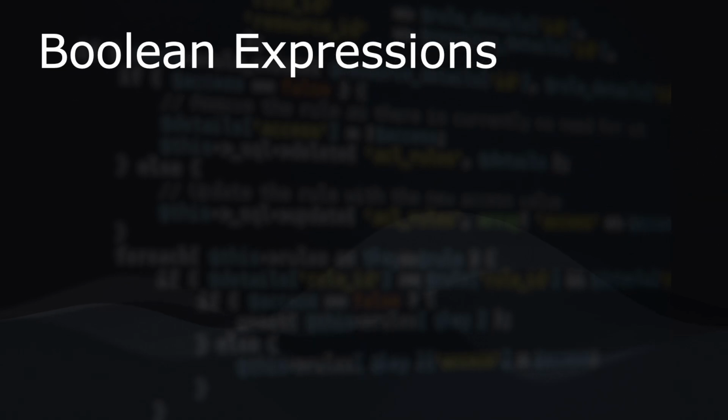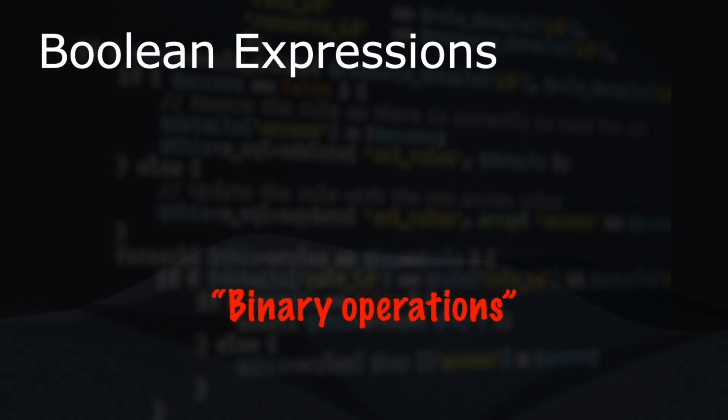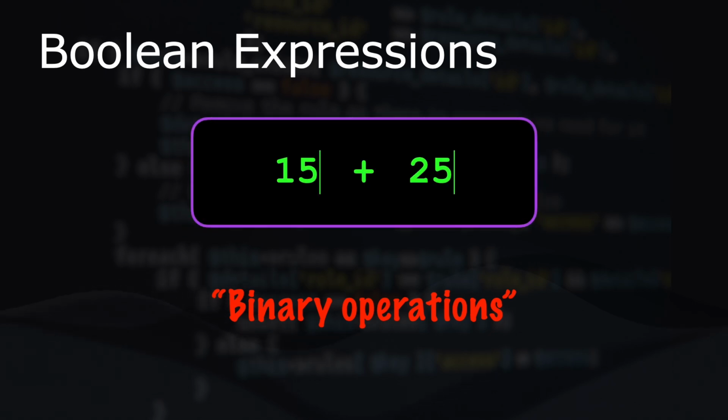The other common structure in C# that can be used for decisions is a Boolean expression. A Boolean expression is a statement that evaluates to true or false. Like arithmetic expressions, Boolean expressions use binary operators, operators that work on two operands. For example, remember the addition operation takes two operands to find a sum. This particular expression evaluates to 40.